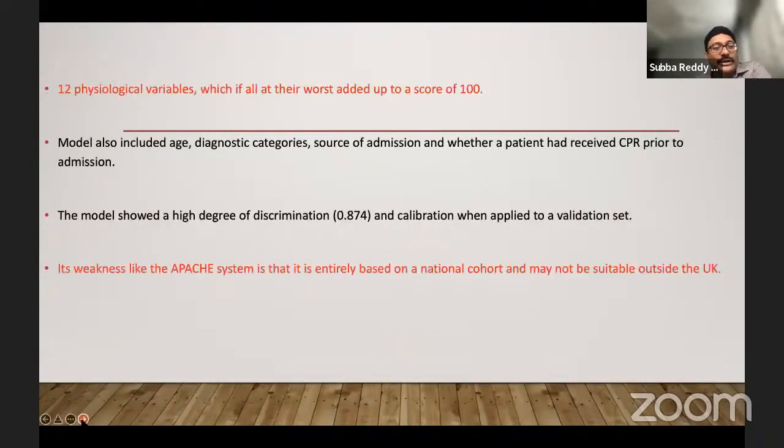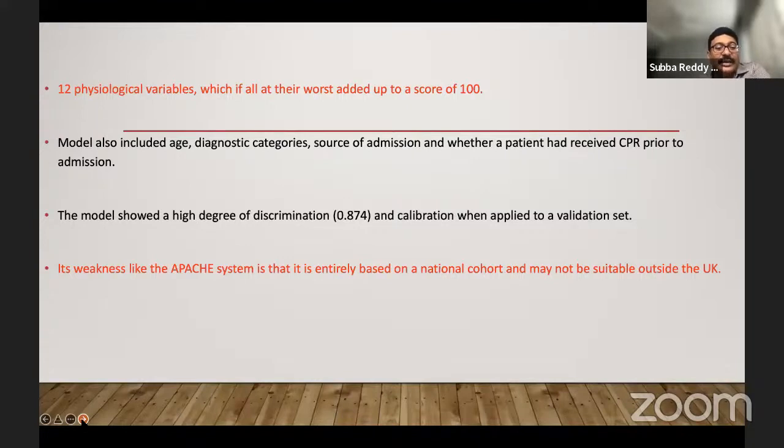So 12 physiological variables they have taken, which, if all at their worst, added up to the score. The model included a diagnostic category, source of admission, and whether the patient had received CPR prior to admission. In previous scoring systems, CPR was not included. The model showed a high degree of discrimination and calibration when applied to the validation set.